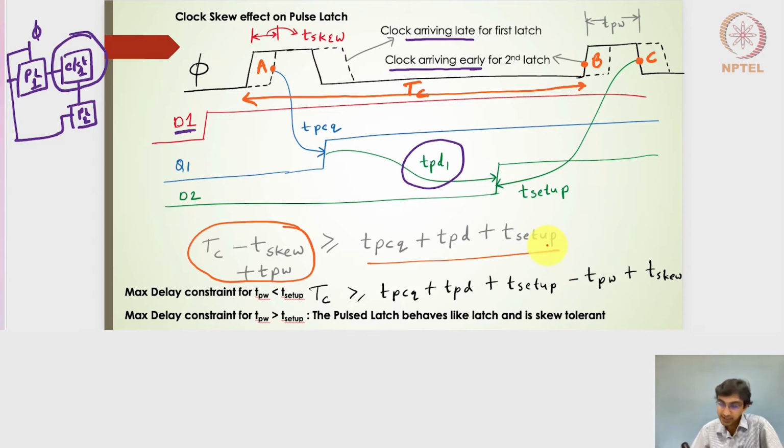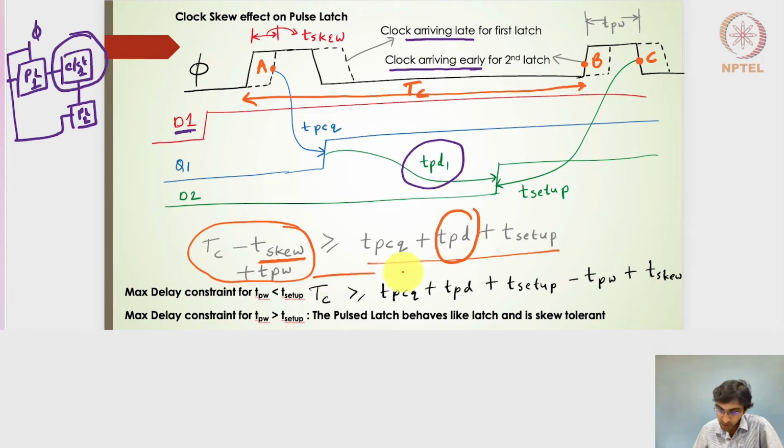Right? So in that sense, what we have is that the TPD value should now be the maximum TPD value, which turns out to be TC minus TCQ plus TPW minus TPCQ minus T setup, right? So notice that if the T skew was not there, the TPD value would turn out to be higher. If it is there, the TPD value turns out to be lesser. So the maximum delay constraint has been reduced further, right?